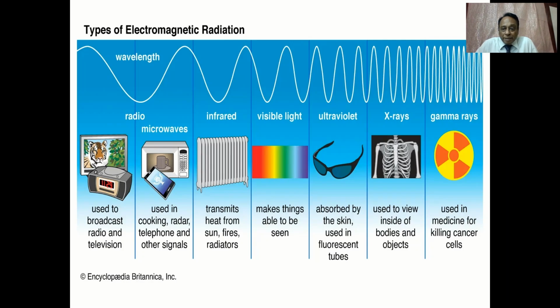X-ray is a part of electromagnetic radiation. You can say that at one end, X-rays and gamma rays are ionizing radiations. At the other end, when the wavelength is more, it becomes radio waves. You all know the several applications of electromagnetic radiation.